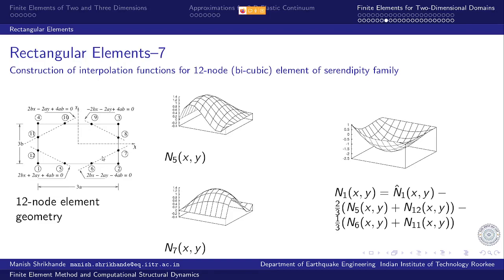product of 4 equations, 4 lines, and evaluate at the coordinates of node 5 and divide it by that to have unit value here, and that is what gives us the interpolation function for node 5.